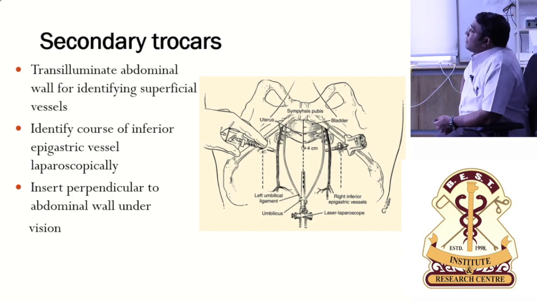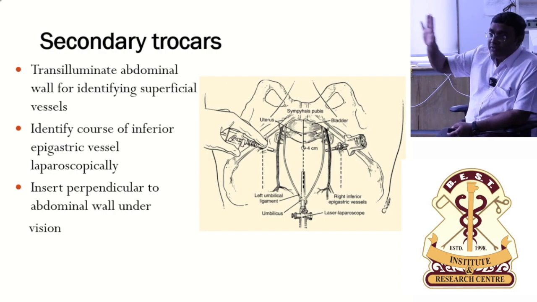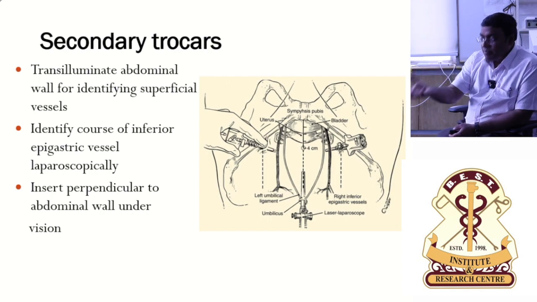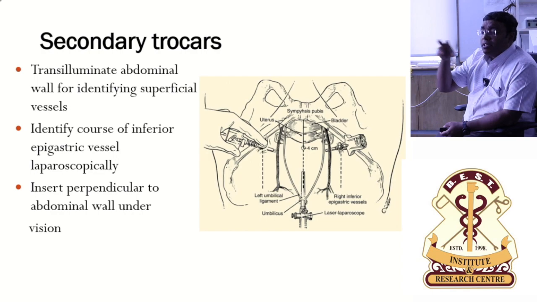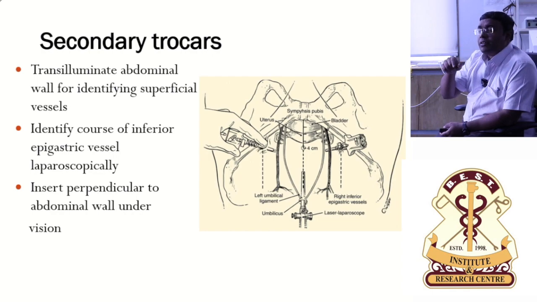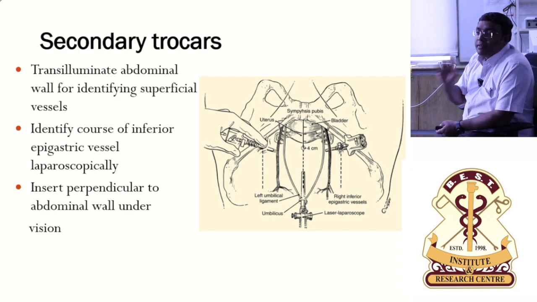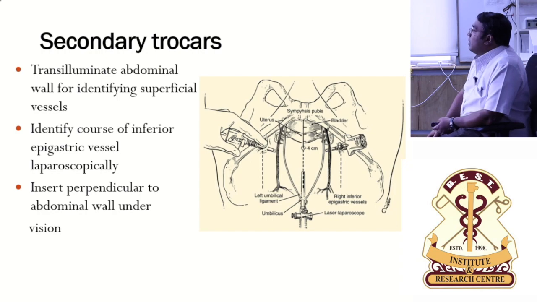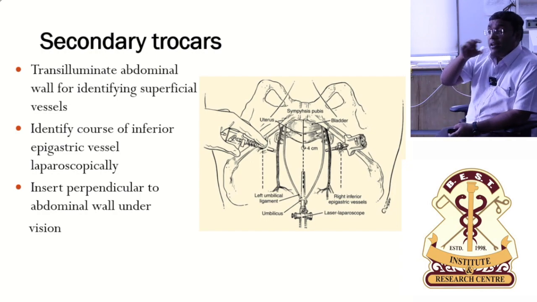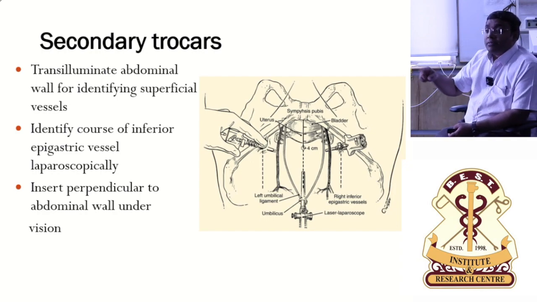For secondary trocars, as I have told you, transilluminate the abdominal wall to identify the superficial epigastric vessels. From inside you see the inferior epigastric and find a safe avascular zone and enter perpendicular to the abdominal wall. This is very, very, very important. If you insert perpendicular to the abdominal wall, the distance the trocar travels within the abdominal wall will be the least.